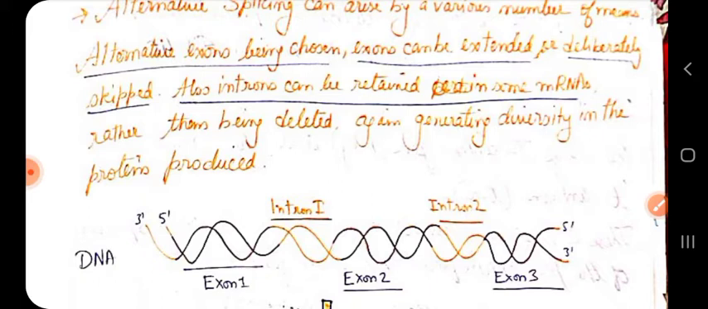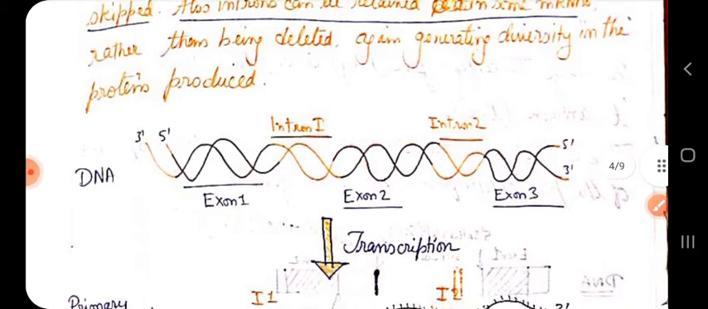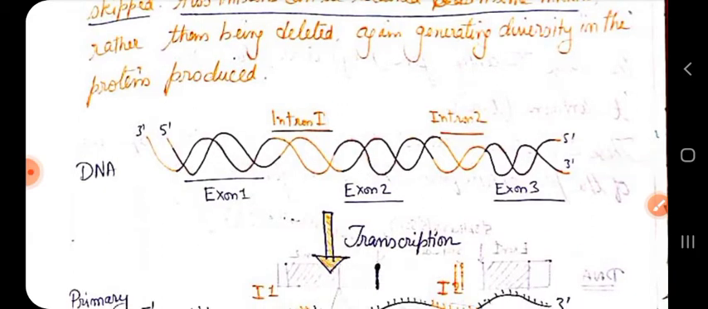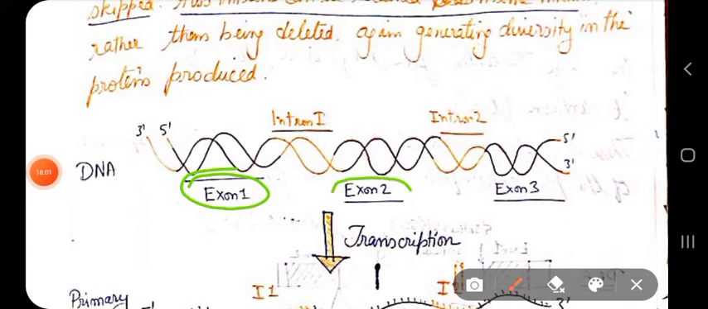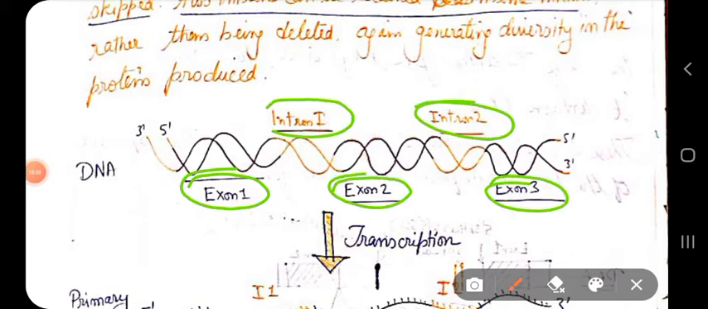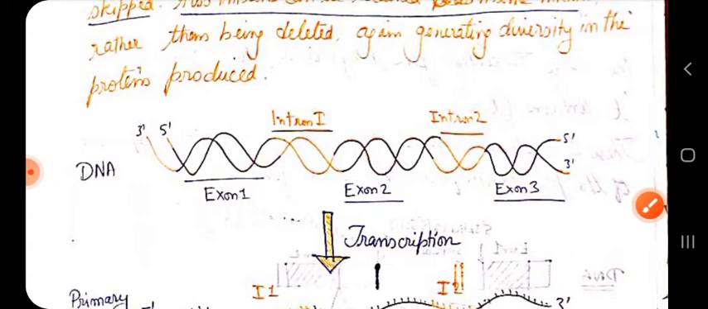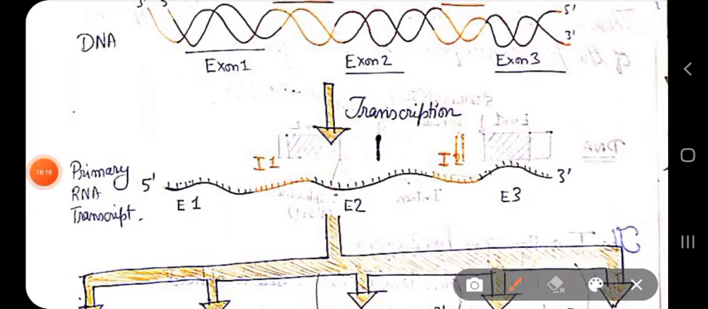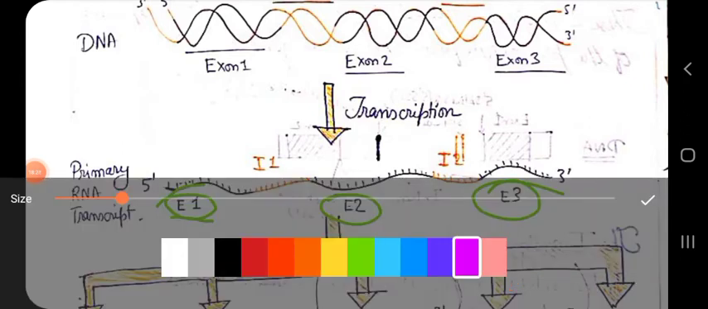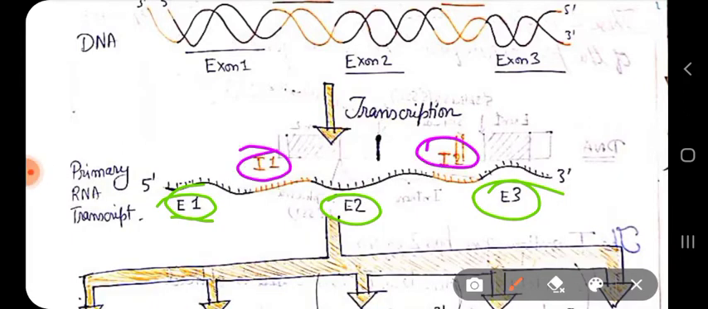So here is the picture which has been shown. A simplified diagram, where I have shown just 3 exons and 2 introns to show the types of alternative splicing. The orange ones are the introns, and the black portions are the exons. This is the DNA form. When it is transcribed to form mRNA, which is a single strand, you can see the exons written as E1, E2, E3, and the introns written as I1 and I2.